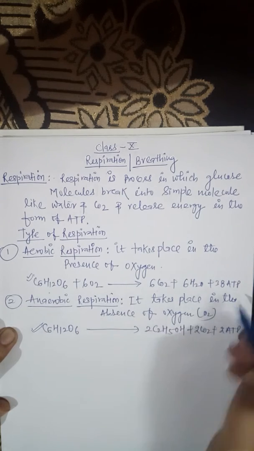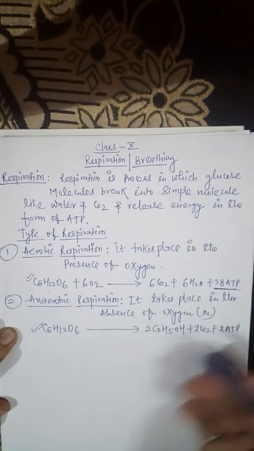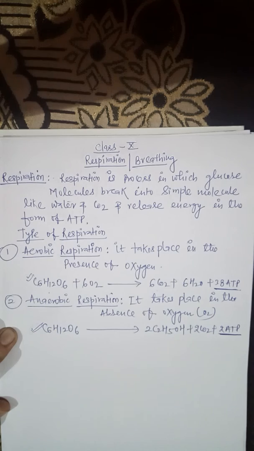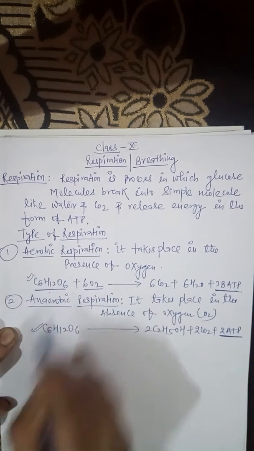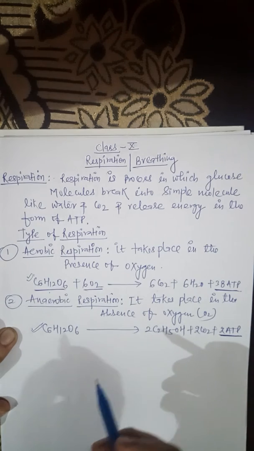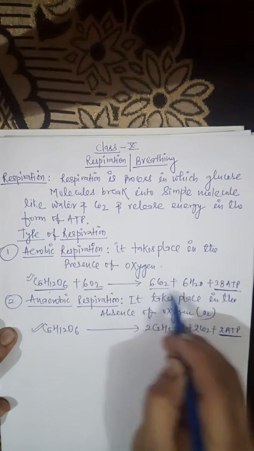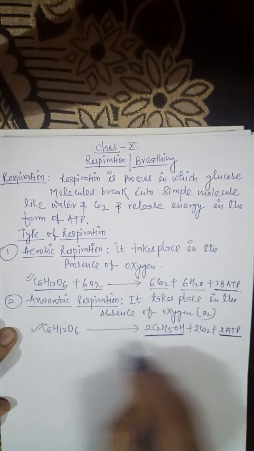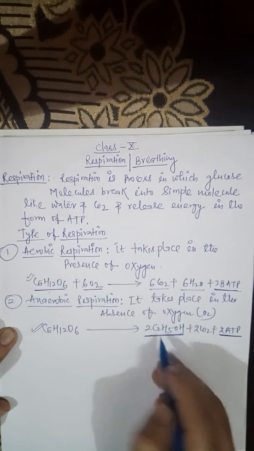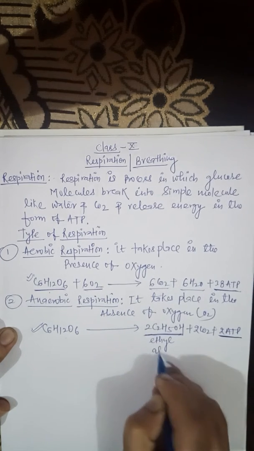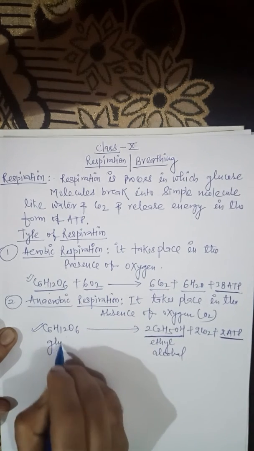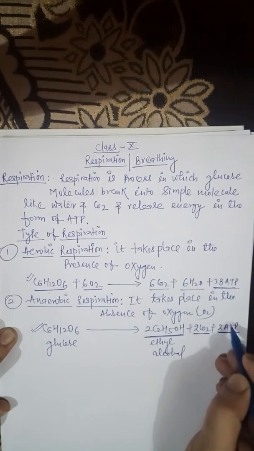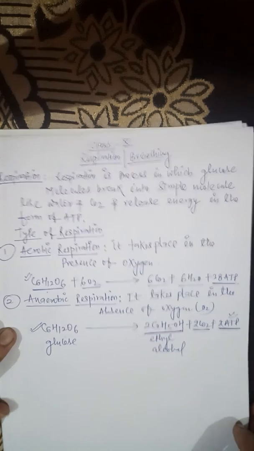So we can see the production of energy in aerobic respiration is greater in comparison to anaerobic type of respiration, because in the presence of oxygen, glucose molecule is completely broken into simple molecules, but in anaerobic respiration glucose breaks into ethyl alcohol and CO2. There is a partial breakdown. Due to this reason, a smaller amount of energy is released.